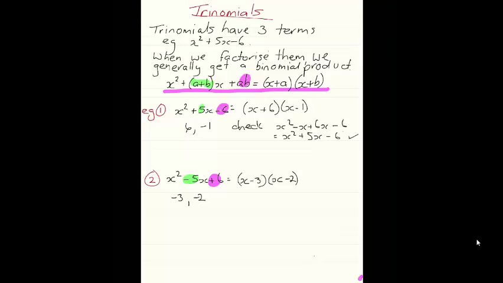So that's what you need to be able to do. Exercise 209, have a go. Bring any questions back to class.